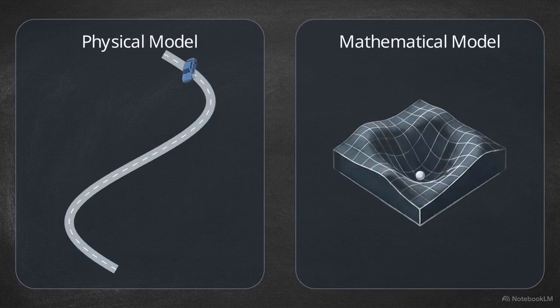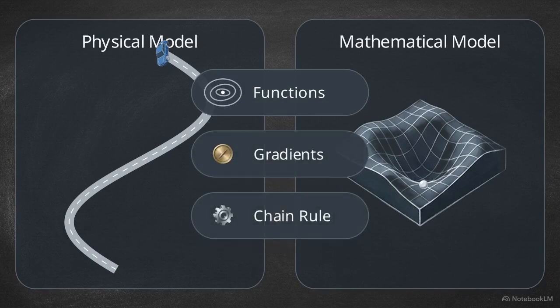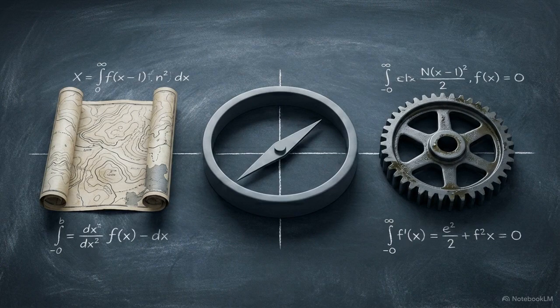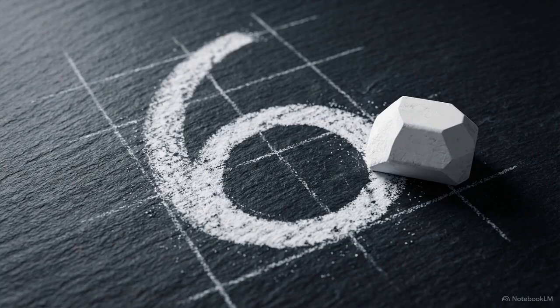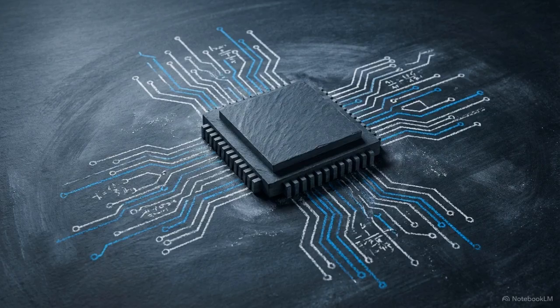To get that dot safely to the bottom of the valley, which represents zero error, the car uses three core concepts: functions, gradients, and the chain rule. Over the next few minutes, we will define these three concepts. Then we'll calculate a numerical gradient and solve a multivariable gradient, exactly like an artificial intelligence.